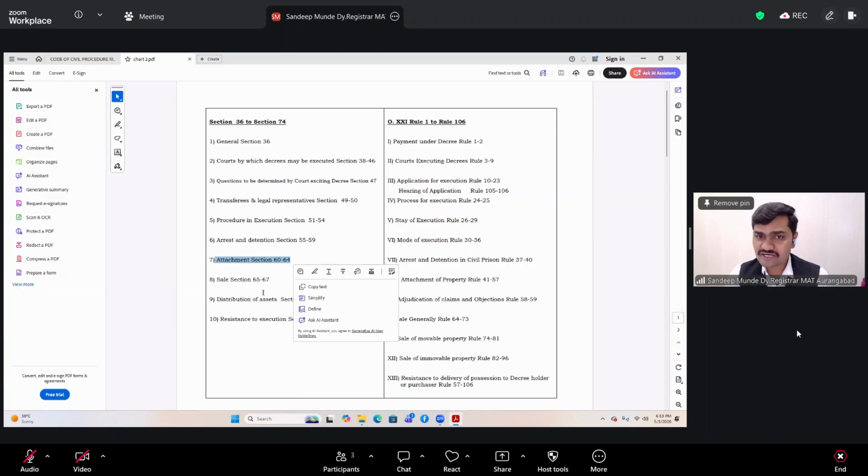So, section 47 and rules 58 and 59 deal with the powers of the executing court: if any question or any objection or any claim arises, it has to be decided by the same court. Now, the next mode of attachment is sections 60 to 64. Attachment.